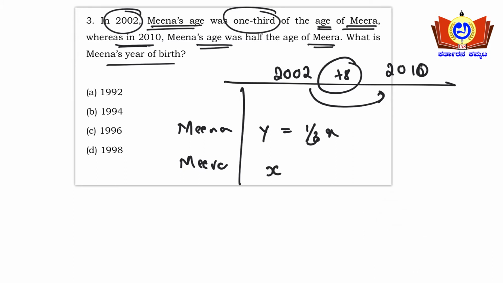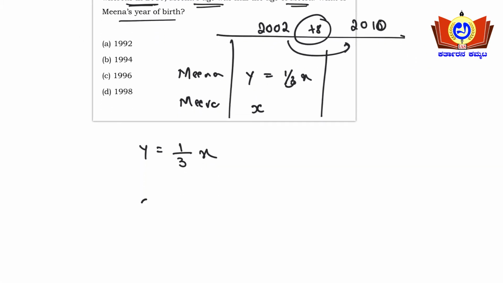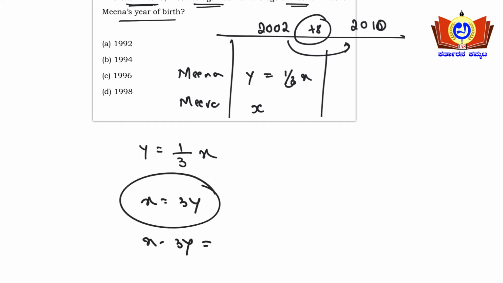So this is the first equation we are getting here. Y equals 1/3 x, so it's nothing but x equals 3y, or x minus 3y equals 0. So in 2010, x plus 8 here and also y plus 8.